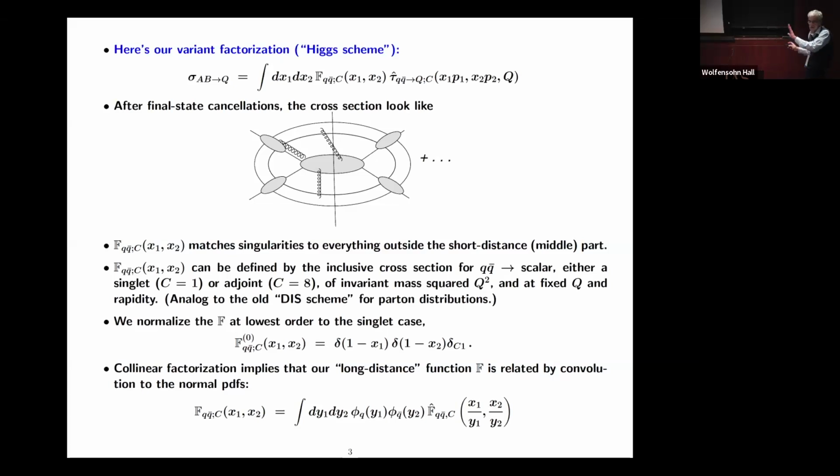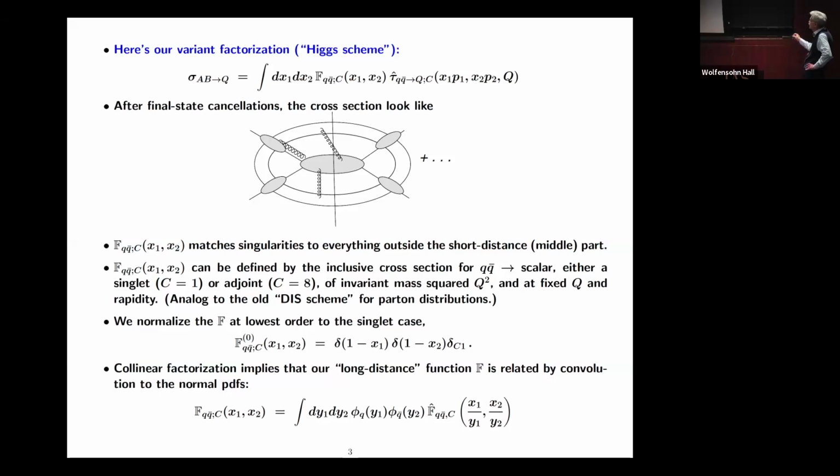In this case, it's just QQ bar, but obviously we also think about GG. But here it's QQ bar goes to a scalar, and we can pick that scalar for the purposes of this factorization to have the same invariant mass as the observed electroweak bosons that we're talking about. The scalar can be either in the singlet or an adjoint case. And this is really the analog of what was once called a DIS scheme for parton distributions, where you go more or less directly from an observed process. Here, this is not something we observe for the most part, although we do see GG goes to the Higgs.